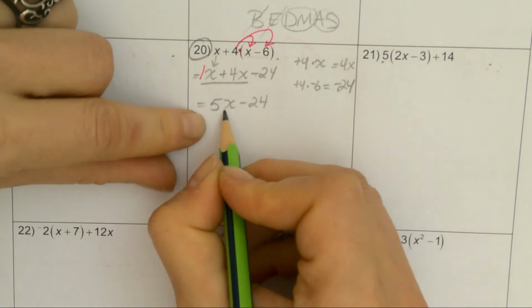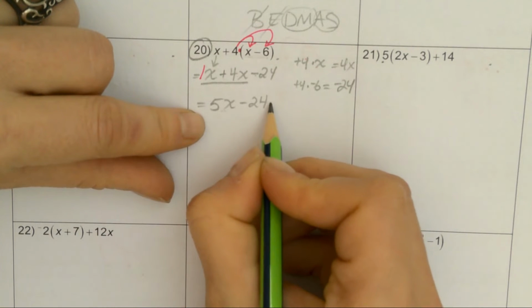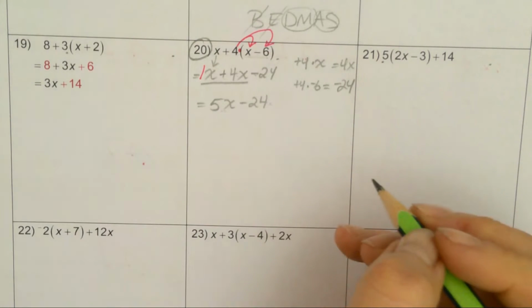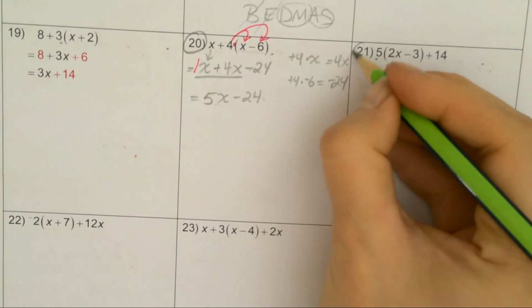Can I put these together? No, because this one doesn't have an x. These are not like terms, so they just stay like that. Okay, let's do 21.